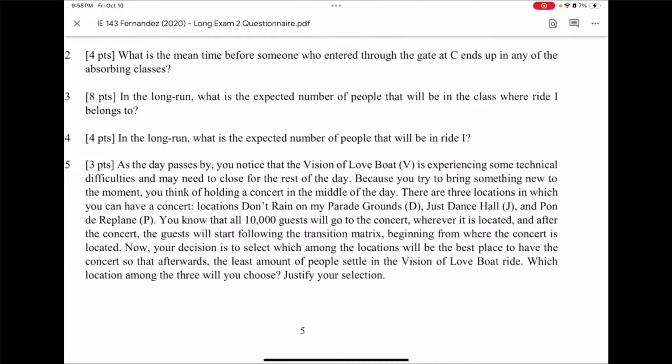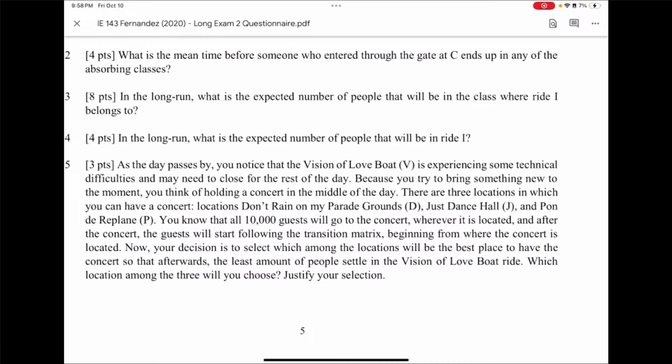Because you try to bring something new to the moment, you think of holding a concert in the middle of the day. There are just 3 locations in which you can have a concert. Locations: Don't Rain on My Parade Ground, State D, Just Dance Hall, State J, and Ponder the Plain, State P. You know that all 10,000 guests will go to the concert, wherever it's located, and after the concert, the guests will start following the transition matrix, beginning from where the concert is located.